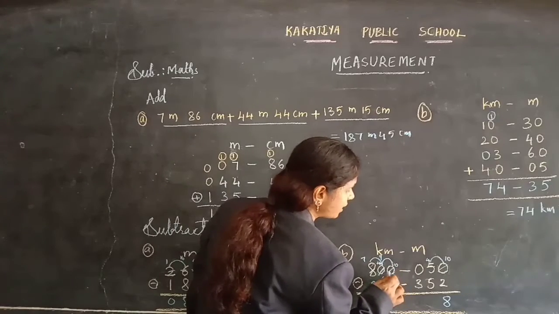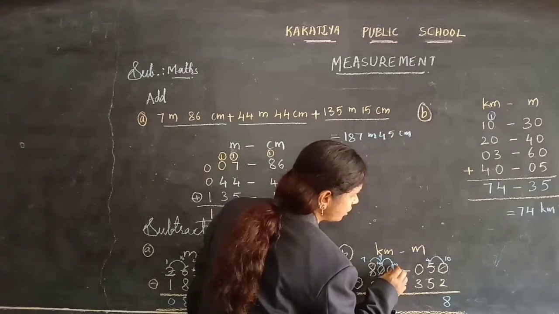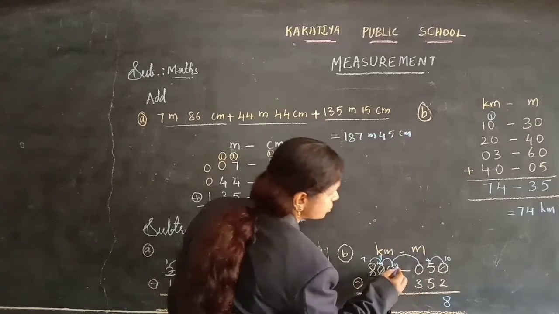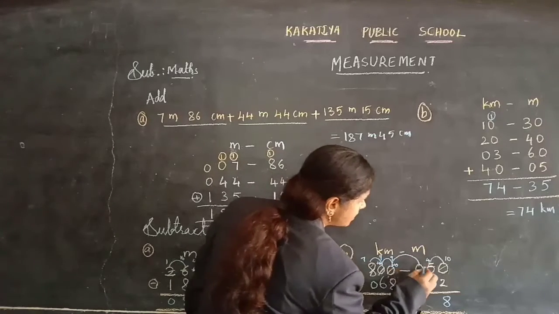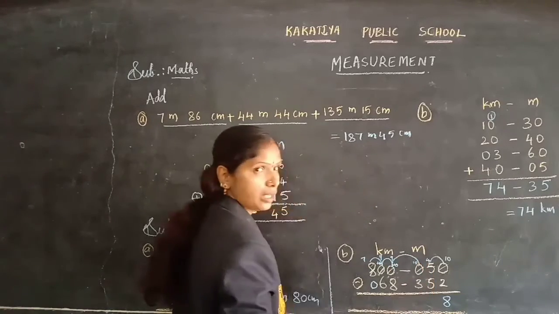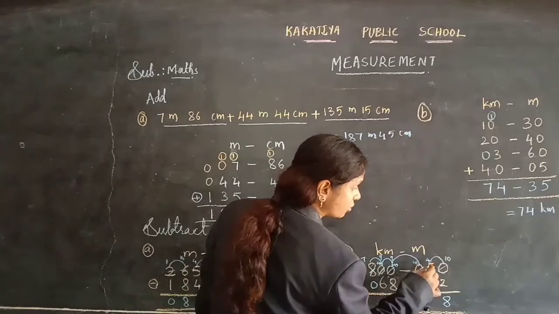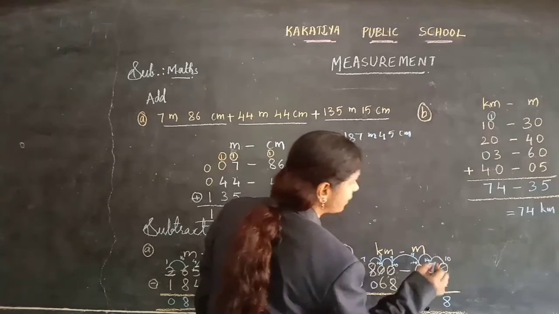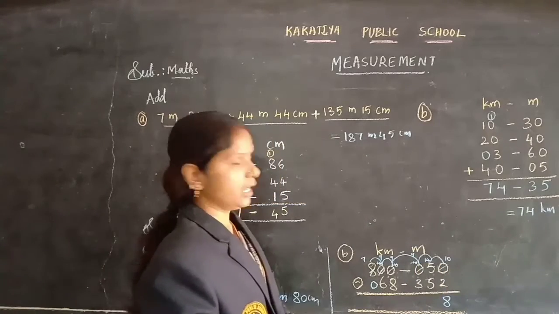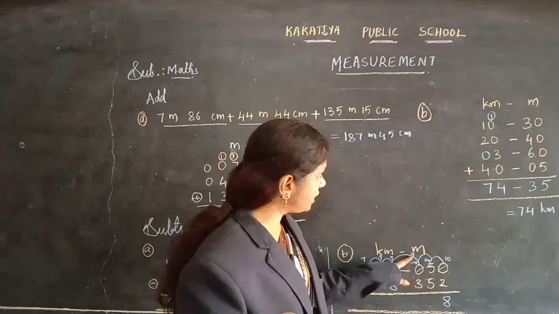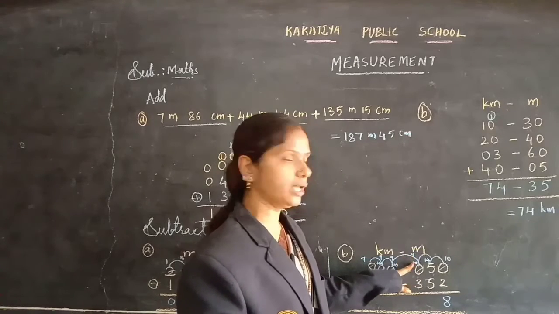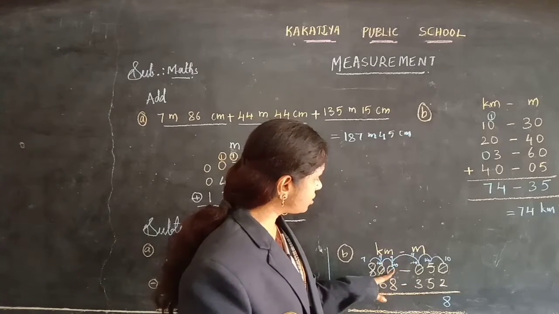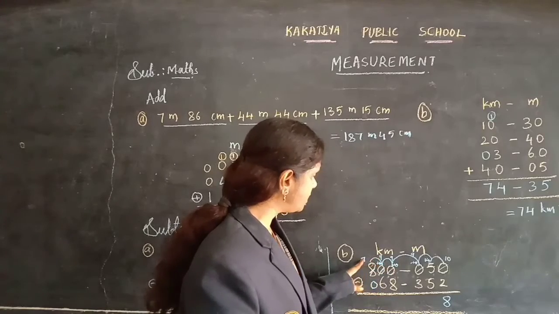Now I require the borrow here. Okay. So here to here I pass the borrow. So this will become 9 and this will become 10 again. But I require the borrow to 4. So if I give the borrow, this 10 will become 9 and 4 will become 14. Okay. Now here it is 14, here it is 9, not 0, not 10. And here it is also 9, not 0, not 10. Here also 9 and here 7.